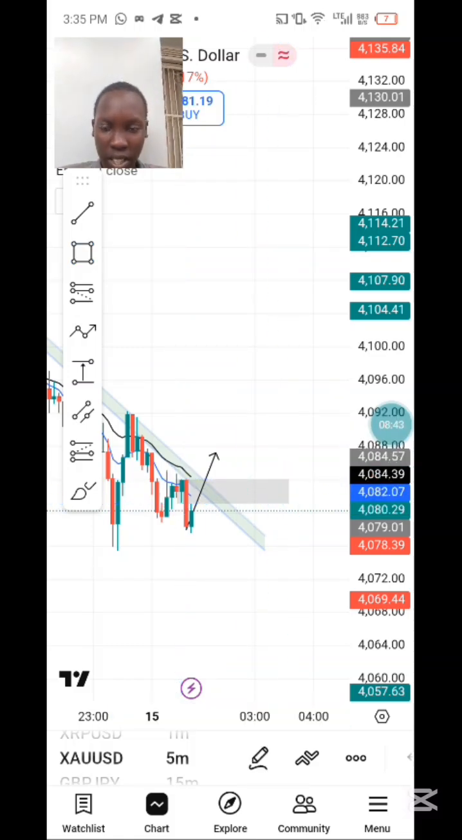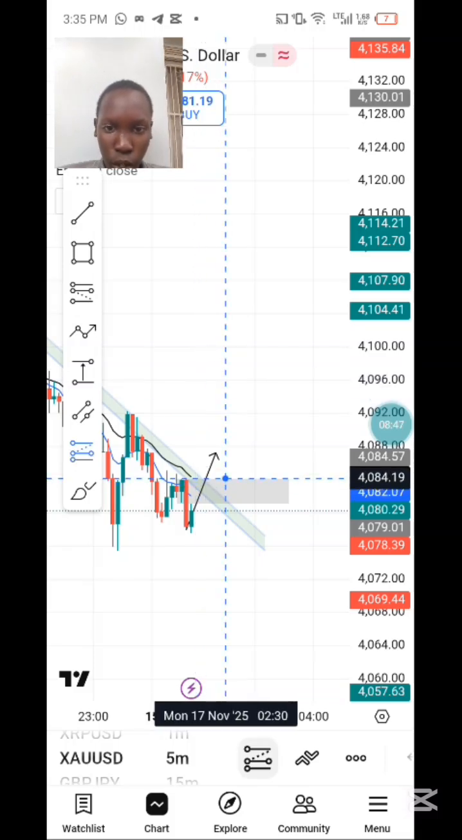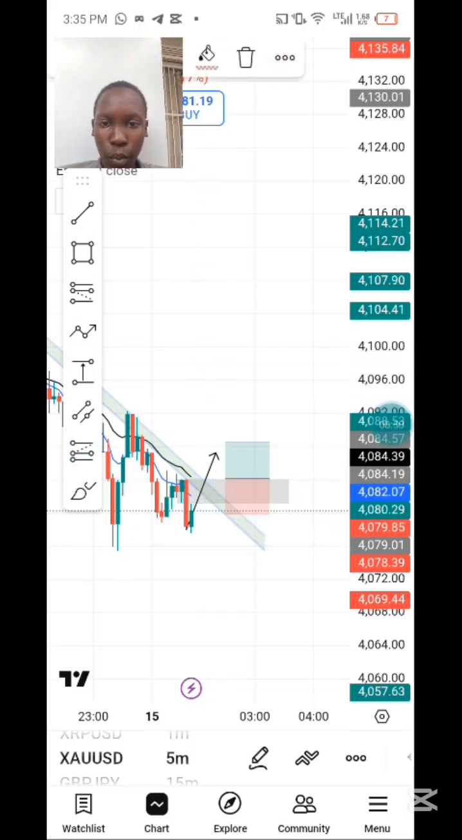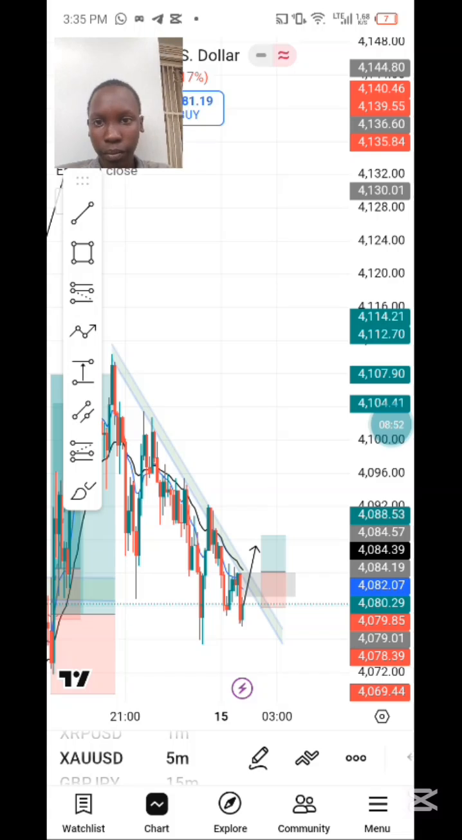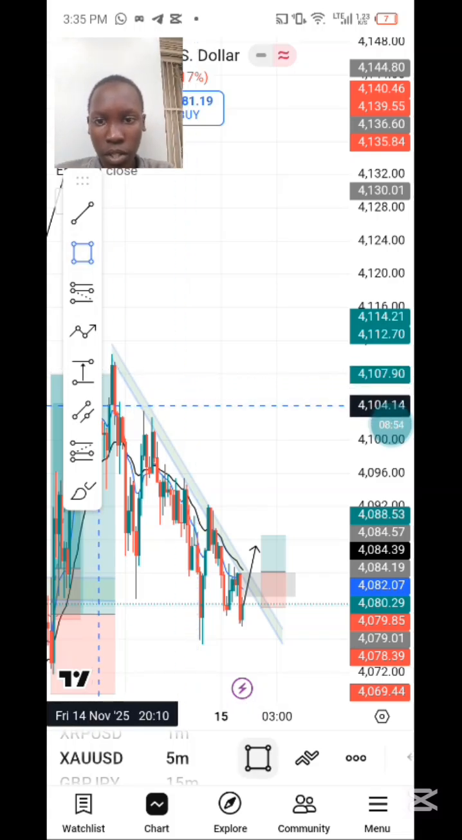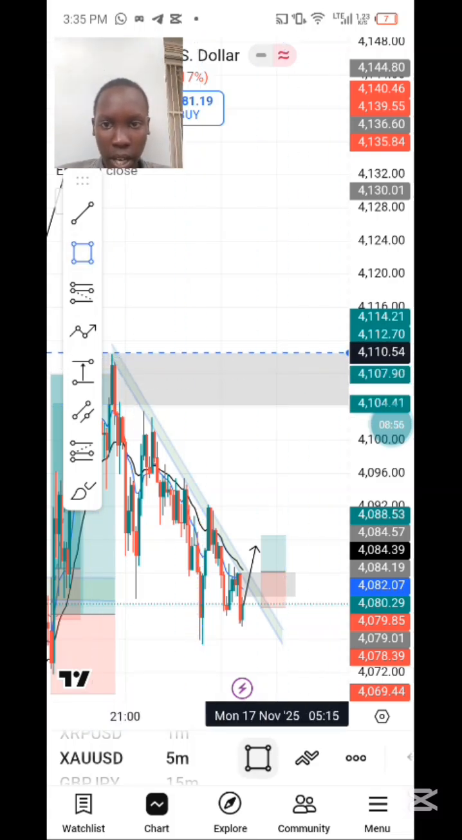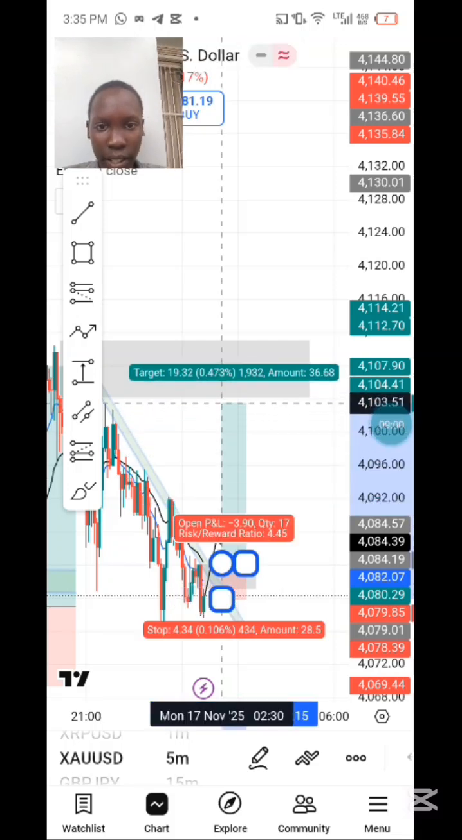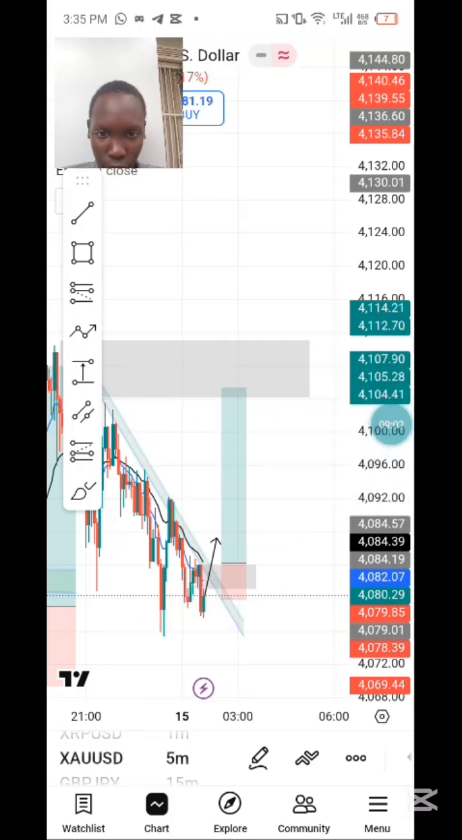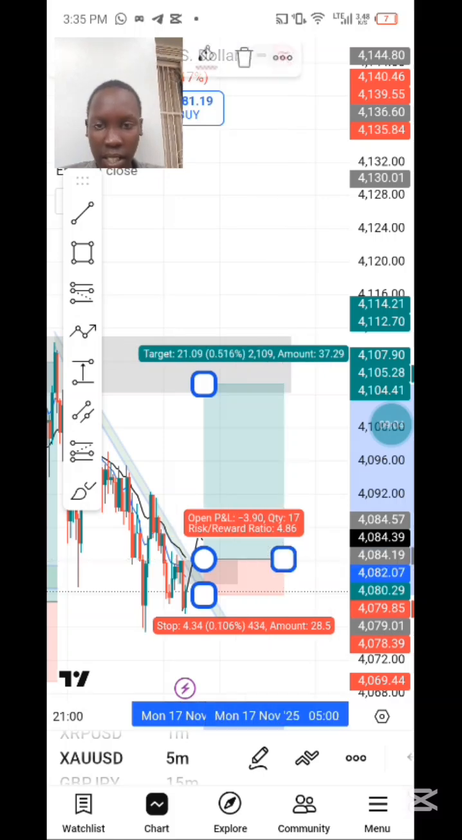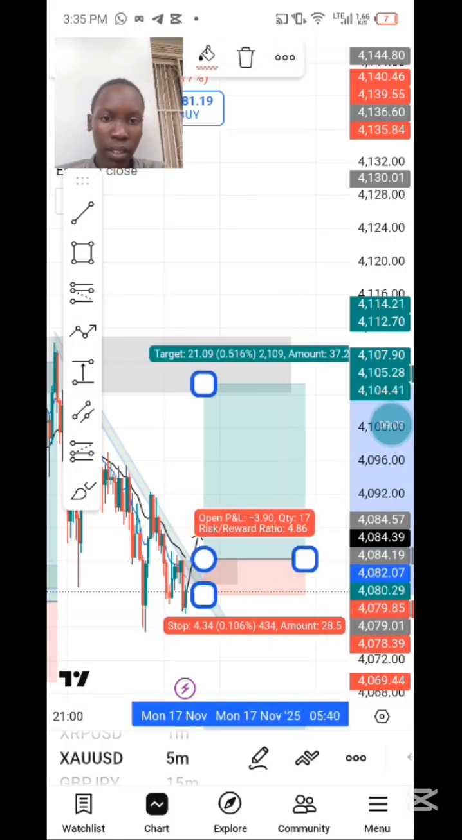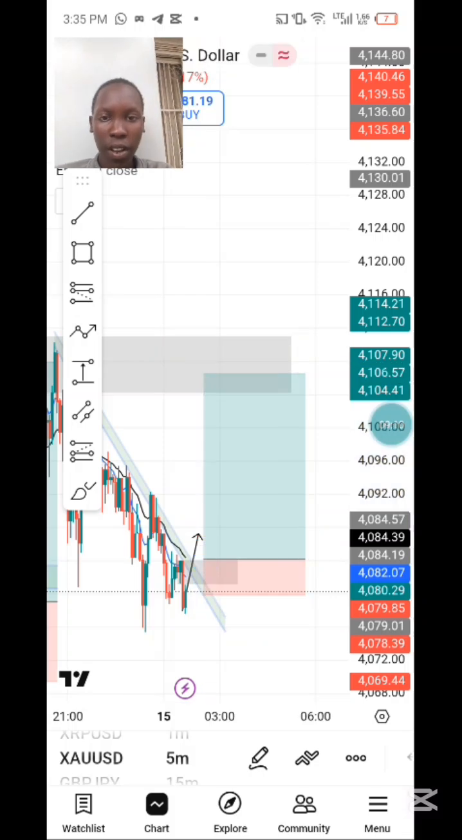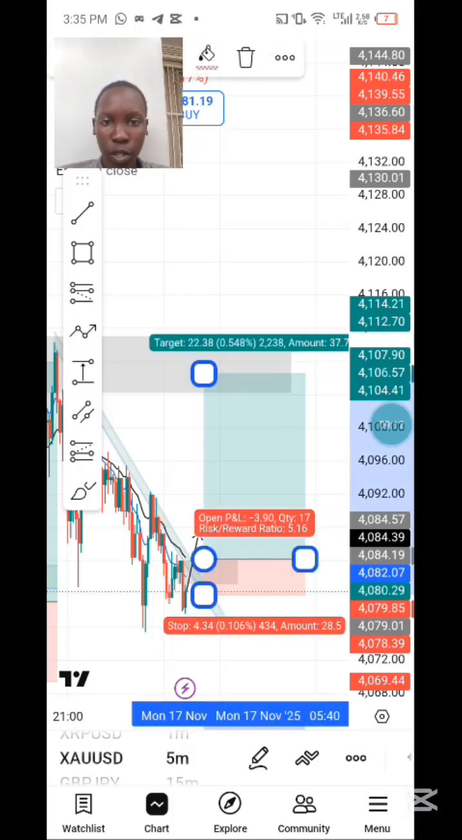So once it breaks that zone and it breaks there, it gives us the confirmation to enter for longs, and we can really aim to this zone here. So that's my idea for Monday, and this is like a 1 to 5 risk reward. It's about 220 pips.